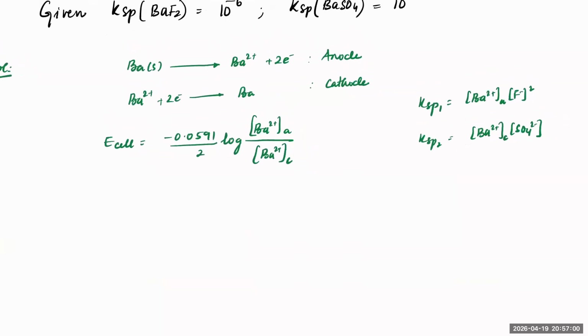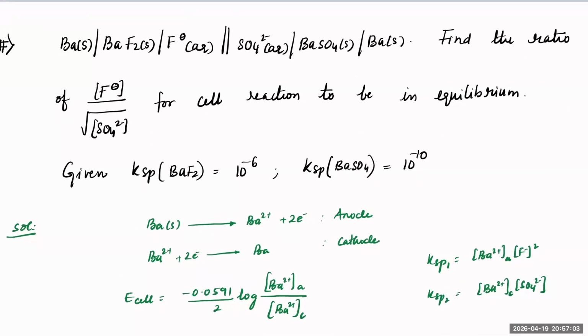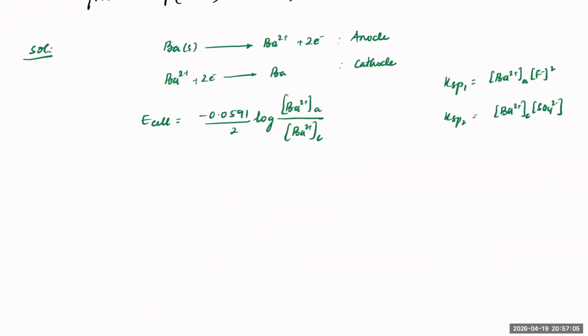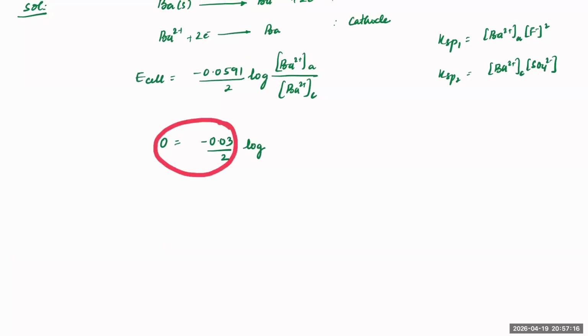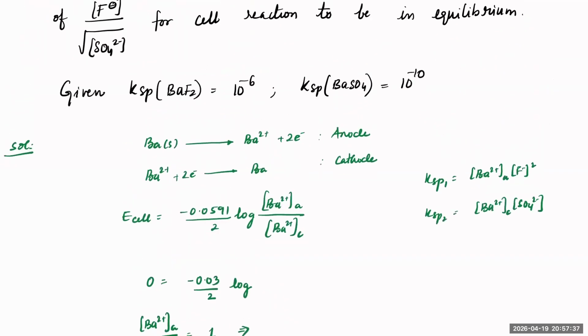Notice this. We need to find this at equilibrium. Hence, we can say E cell is equal to 0. So that is equal to minus 0.03 by 2 log of this entire thing. Now you notice that since this is 0, the entire thing inside the log will be equal to 1. So the barium 2+ concentration at the anode upon the barium 2+ concentration at the cathode should be equal to 1.